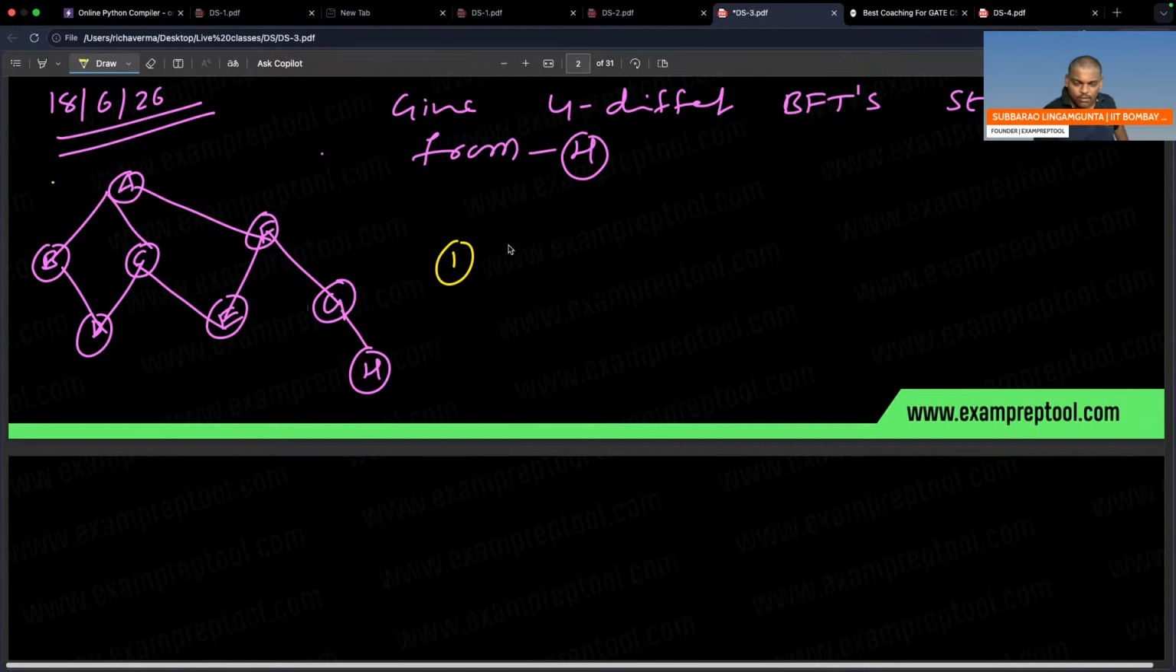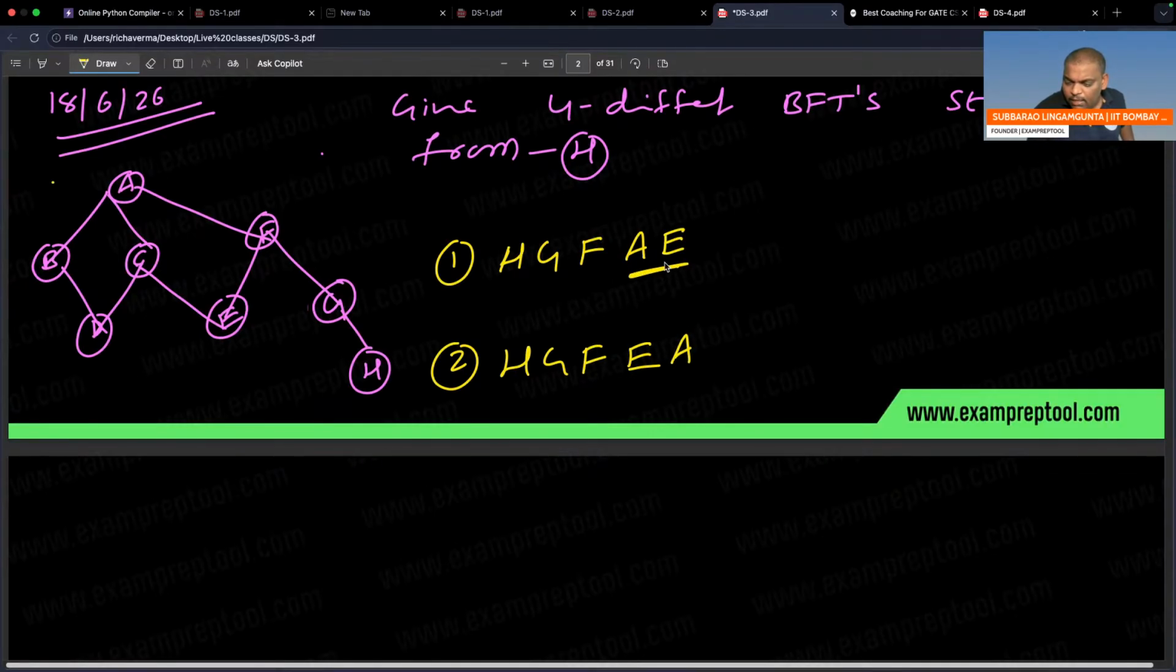Starting from H. H will be there. H's adjacent is G, only one person. G's adjacent is F, only one person. Now listen, F's adjacent is 3 people, but 1 person is already done, G. So F's adjacent is 2 people, A and E. Because of BFT, you have to write both. AE is one way, so HGF then AE. Either you can write AE or you can write EA.